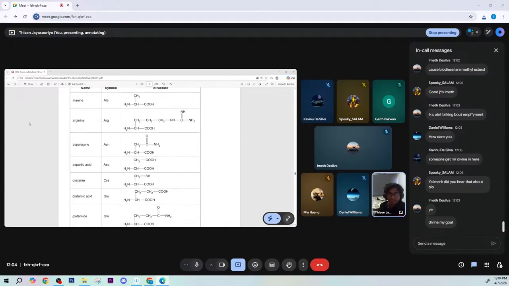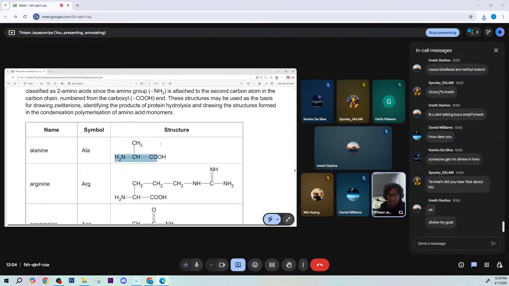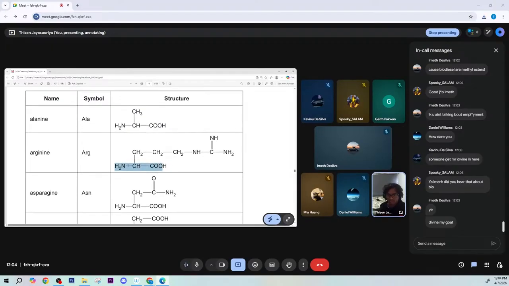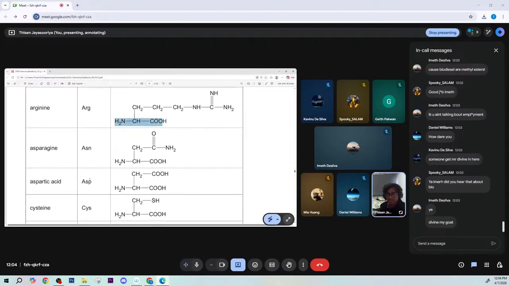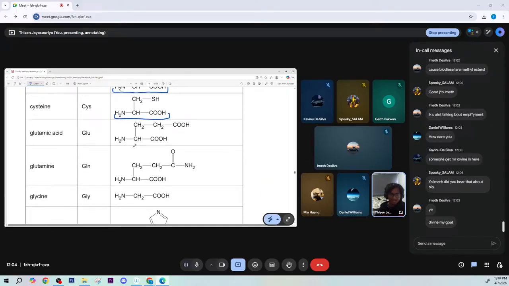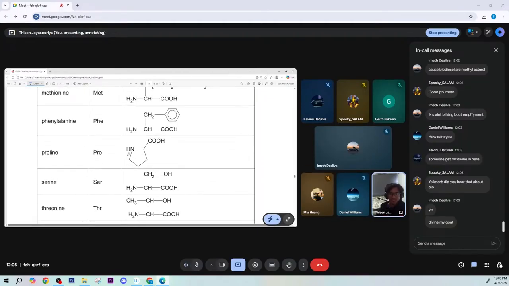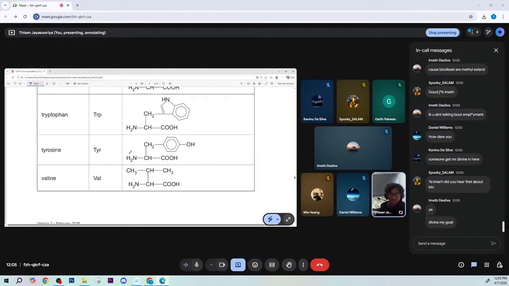So here, this is our amino acid. This is alanine. Here we have another one, asparagine, arginine, aspartic acid, so on and so forth. What you'll see is that all amino acids have the same fundamental backbone. The backbone doesn't really change. The only one that doesn't is maybe proline, but the VCE probably won't get you to work with proline.